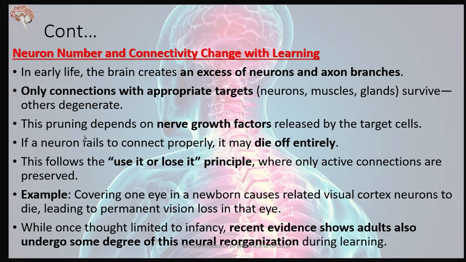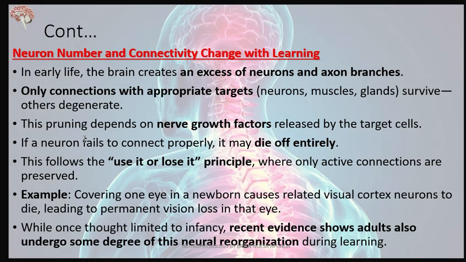This is what is called pruning. Pruning depends on the nerve growth factors released by the target cells. If a neuron fails to connect properly, it might die off entirely. This follows the use-it-or-lose-it principle, where only active connections are preserved. So if you don't use it, you lose it.